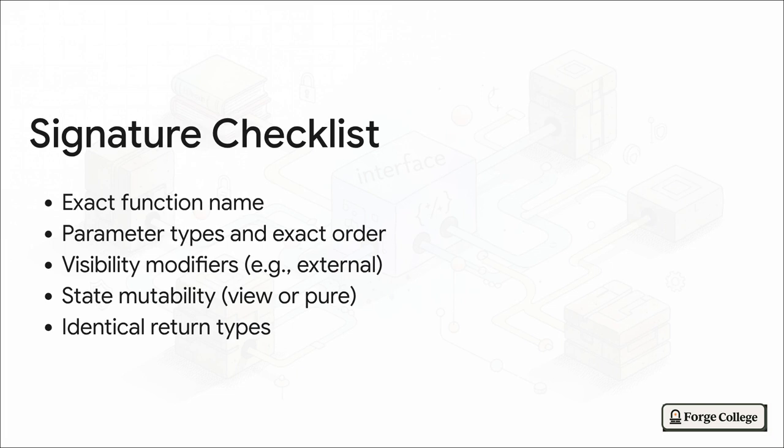First up, the function name. It has to be completely identical. Second, the parameter types and their exact order have to match. Like if the interface expects a uint256 and then an address, you absolutely cannot give it an address and then a uint256. It just won't fly. Third, the visibility has to match. If the interface says external, your implementation better be external. Fourth is state mutability. If the blueprint promises a view or pure function, do not try to alter the state in your implementation. And finally, the return types have to be an exact match.